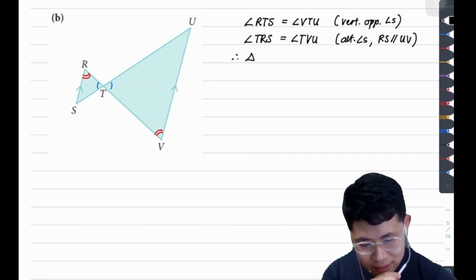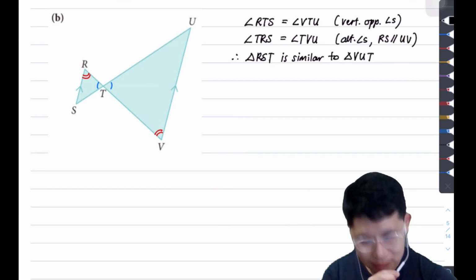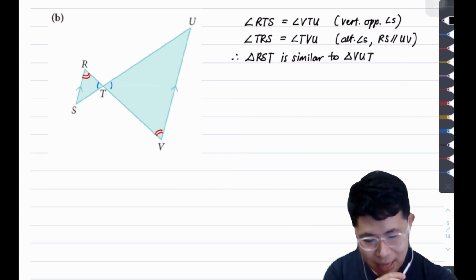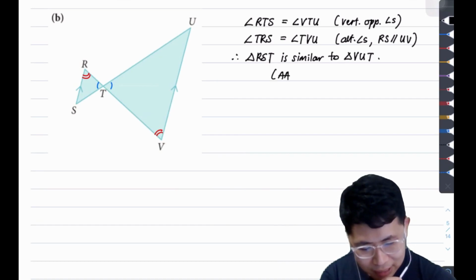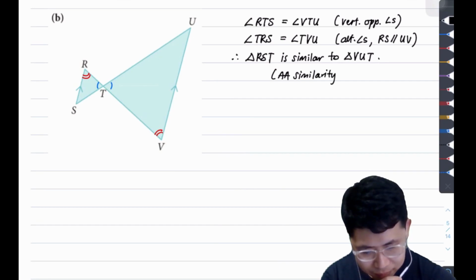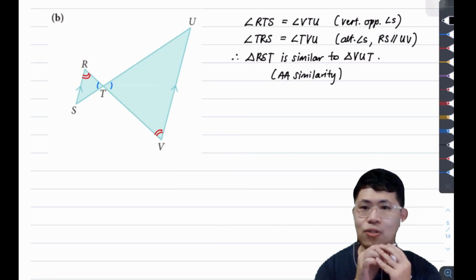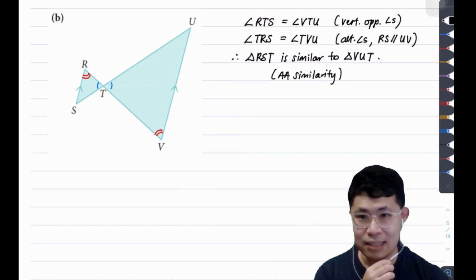So triangle RST is similar to triangle VUT. So we need to match the vertices, and the reason why they are similar is because of two angles. So AA similarity. Okay, so this ends our second example.